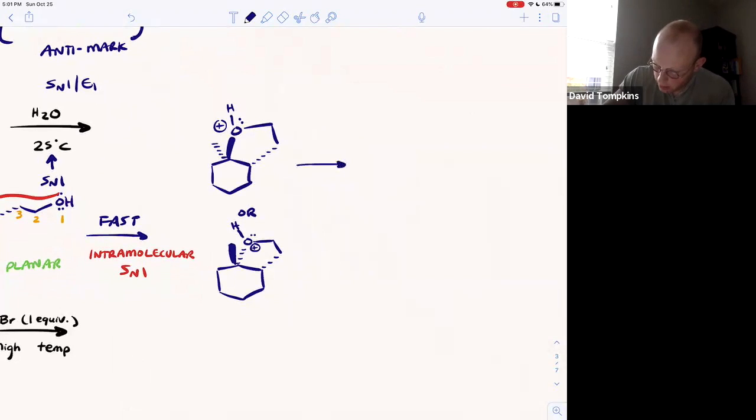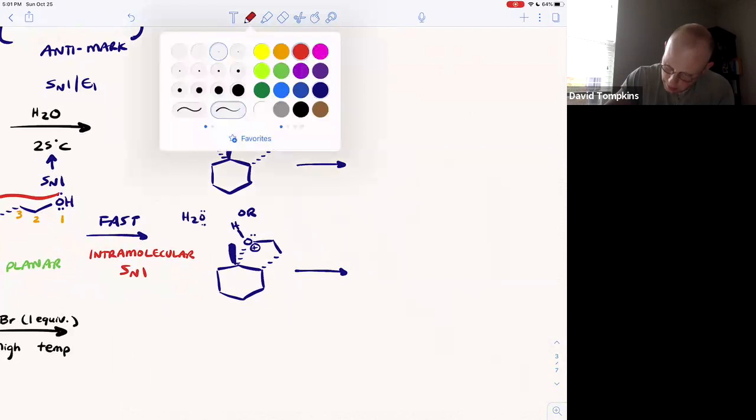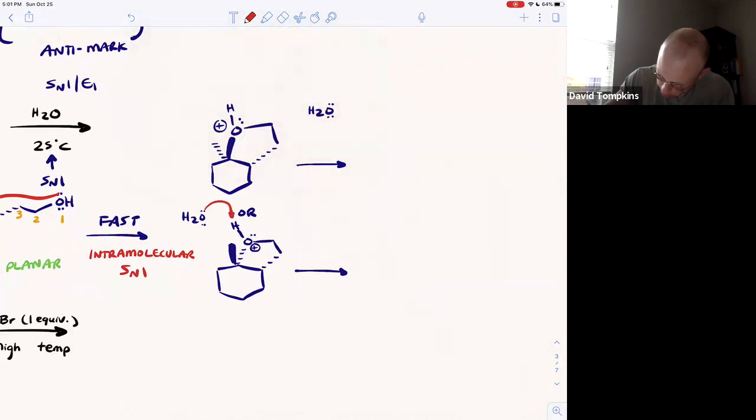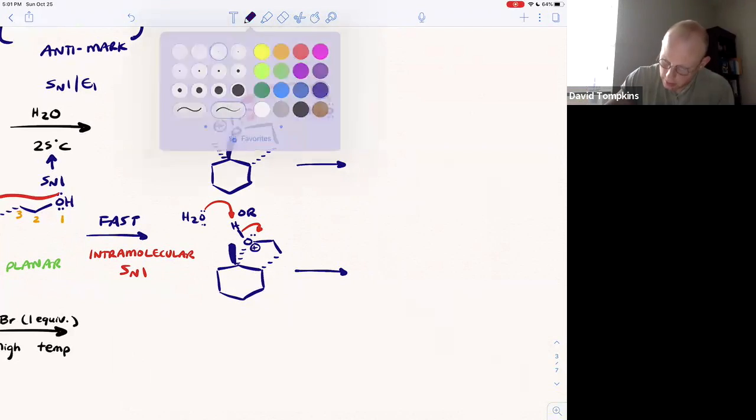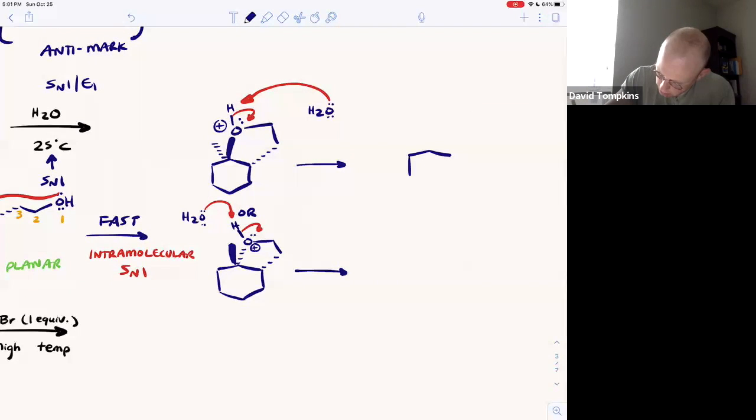So from here, the last step is simply to deprotonate, and you can use water or another alcohol in the solution. But the positively charged oxygen will be deprotonated. It's acidic because it wants a lone pair back. And that will generate 2 products.